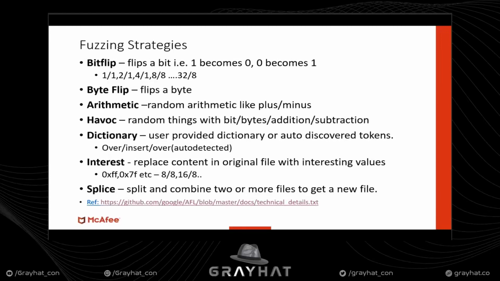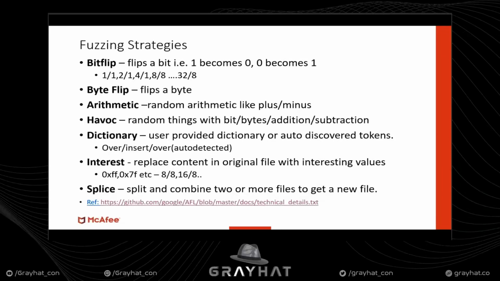The next strategy will be interest. As we have seen during the discussion about the different types of vulnerabilities like integer overflow and integer underflow, if the values are too high, like 0xff or 0x7f, that can cause the program to crash. So AFL has a set of interesting values like 0xff, 0x7f, or 8, 16, or 32, and AFL uses these values to replace the content in the file with these interesting values.